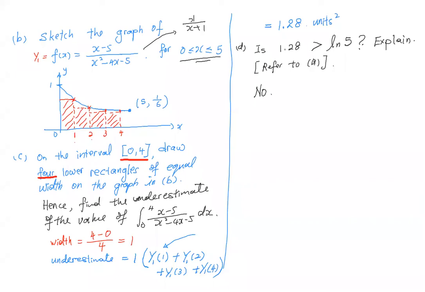Because ln 5 is the exact area from 0 to 4, and 1.28 is the underestimate. Yes. So you say ln 5 is the exact area. So we will have to say that if I integrate 0 to 4, (x minus 5) over (x squared minus 4x minus 5) dx, I get ln 5, and I'm going to put this in words.